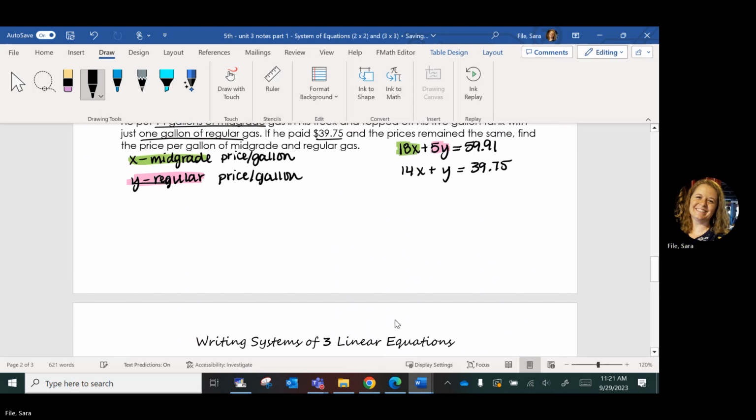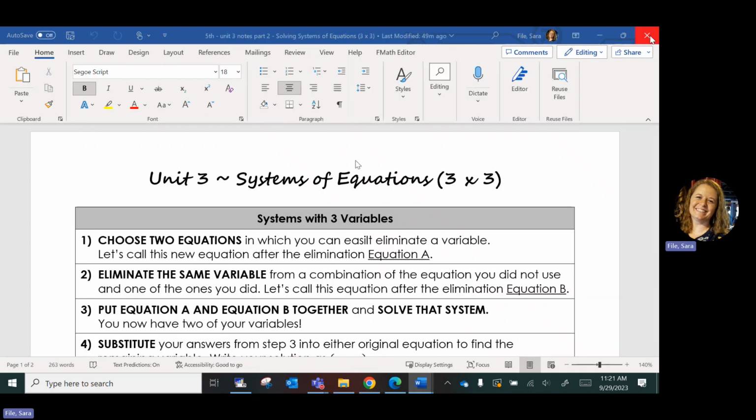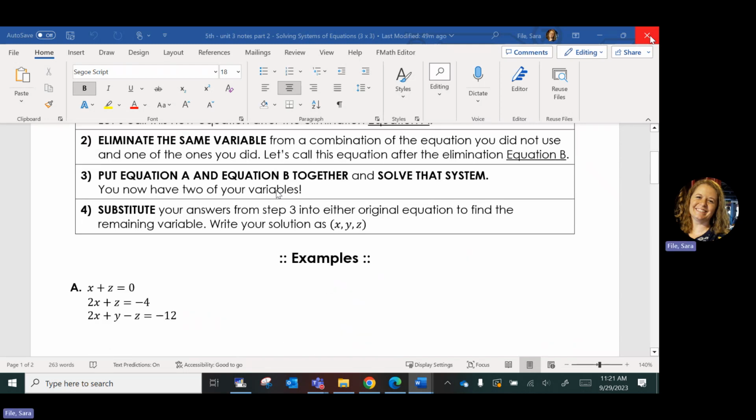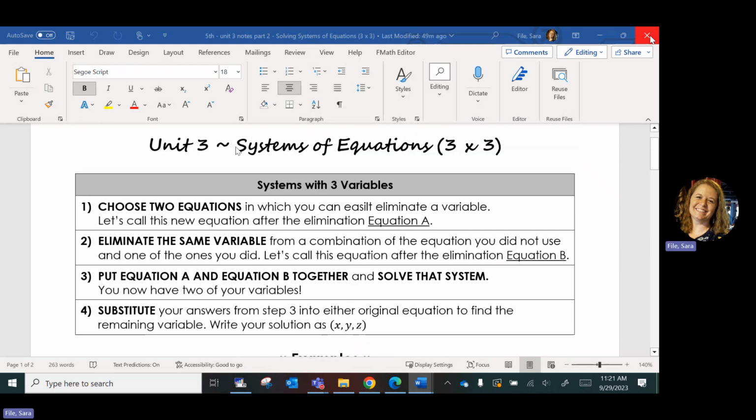Okay. But I want us to move on. So I'm going to close that, and I want you to look at the paper that you picked up today that says systems of equations 3x3. We are solving 3x3 now. So it's a little more complicated than the 2x2s.